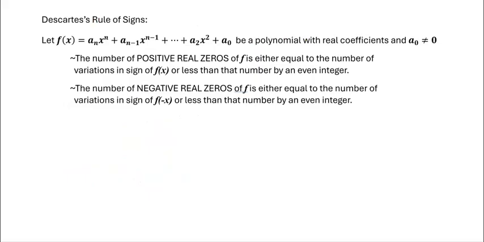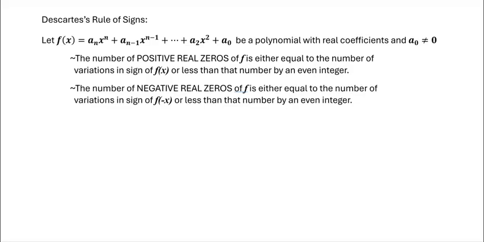The next tool we're going to look at is Descartes' rule of signs. If we let f of x be our polynomial with real coefficients, it doesn't have to be rational or integer, it just has to be real coefficients, and your constant term is not 0, then the number of positive real zeros of f, we're not talking about rational, we're just talking about real zeros, is either equal to the number of variations of sign of f of x or less than that number by an even integer. So we just reduce it by 2. So let's say there were 5 changes, then you could have 5 or 3 or 1 positive real zeros.